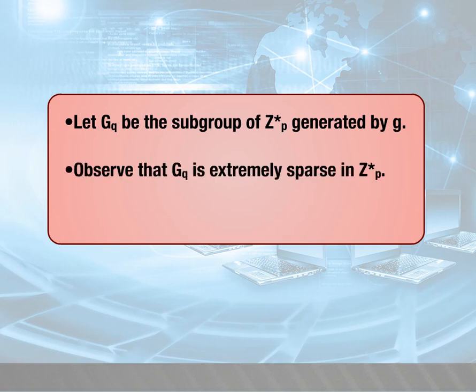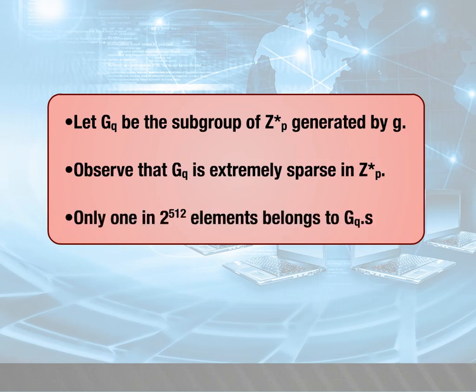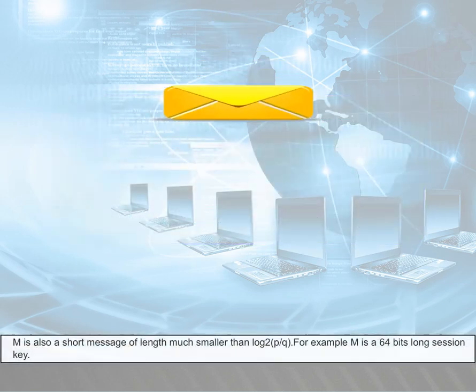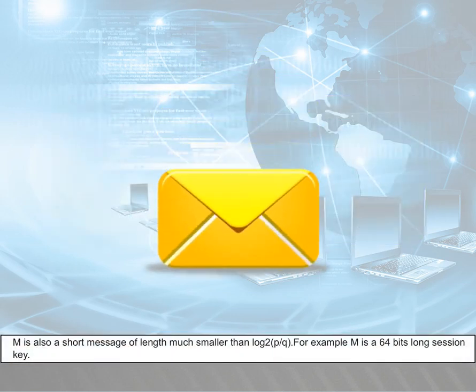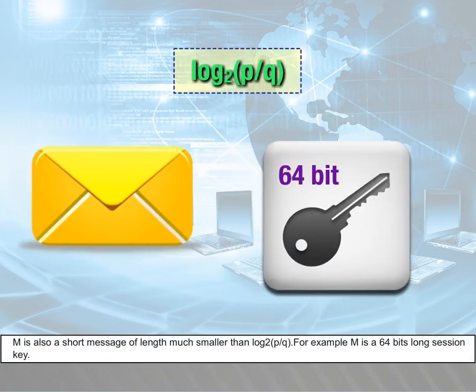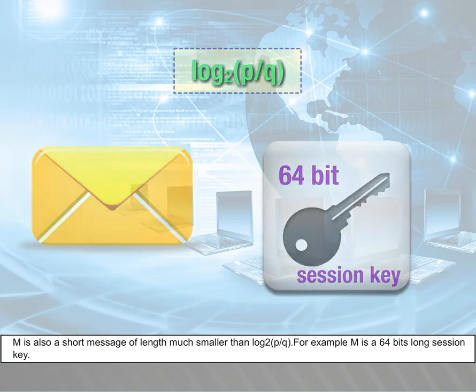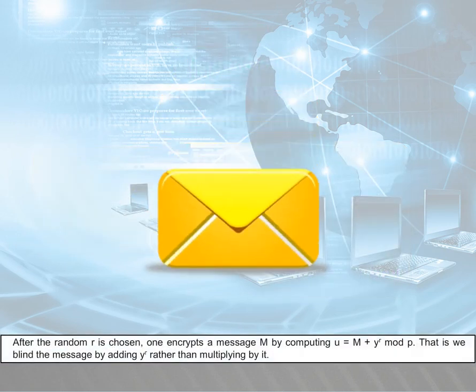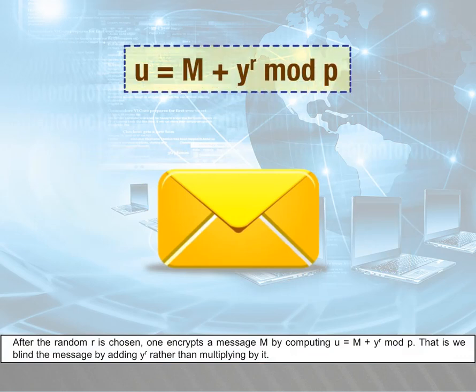Observe that Gq is extremely sparse in Zp*. Only 1 in 2 power 512 elements belongs to Gq. m is also a short message of length much smaller than log base 2 of p over q. For example, m is a 64 bits long session key. After the random r is chosen, one encrypts a message m by computing u equals m plus y power r mod p. That is, we blind the message by adding y power r rather than multiplying by it.